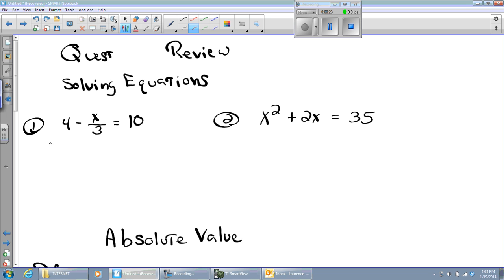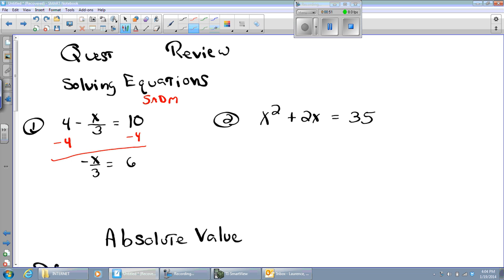It looks like a linear equation to me, so I'm going to listen to Saddam, undo my subtraction and addition before I undo my division and multiplication. So I'm going to take away 4. I bet you Kevin can tell you why we're taking away 4, because the 4 is positive. This negative belongs over here, right? So my equation transforms into x over 3, which will equal 6, negative x over 3.